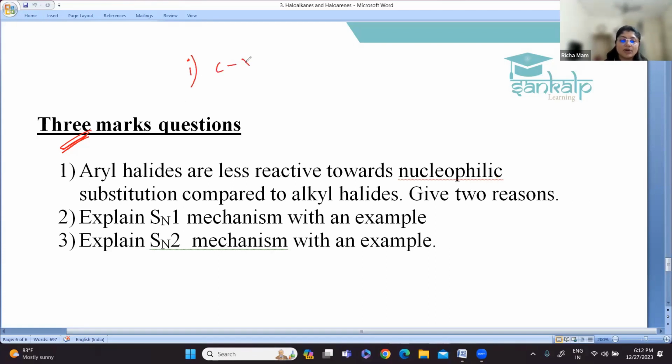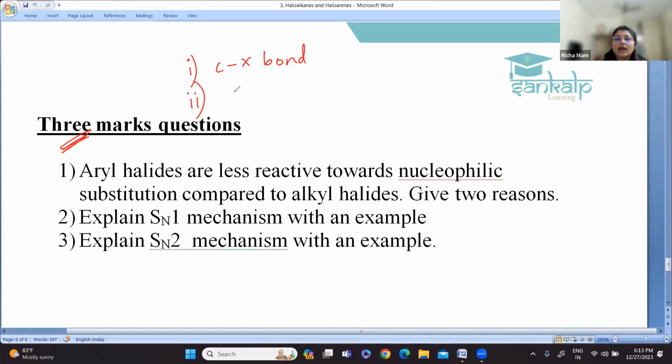The C-X bond will acquire a partial double bond character due to resonance. Okay, this is the first point. So what is the first point? The C-X bond acquires partial double bond character due to resonance. So this is the first point.